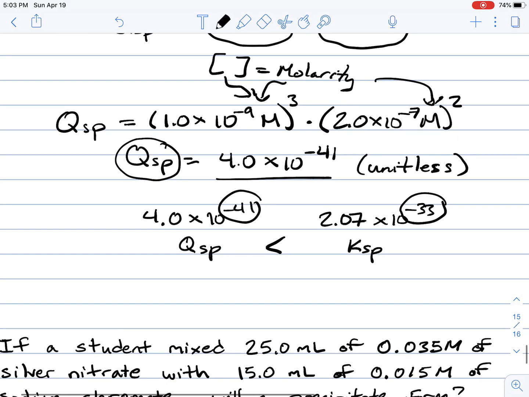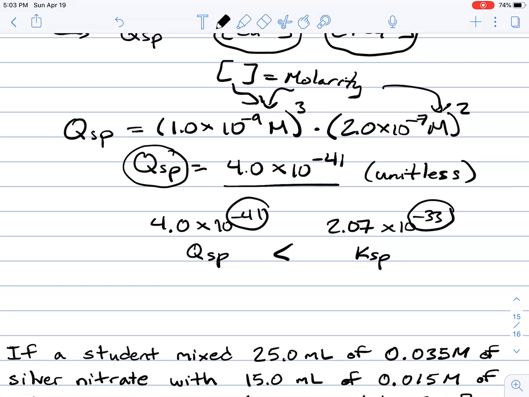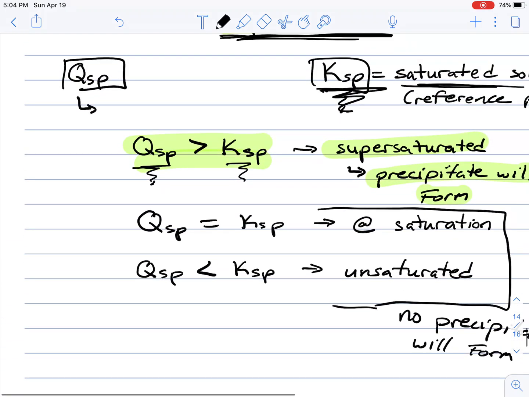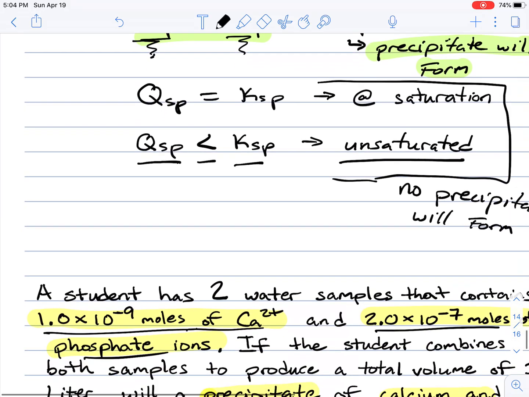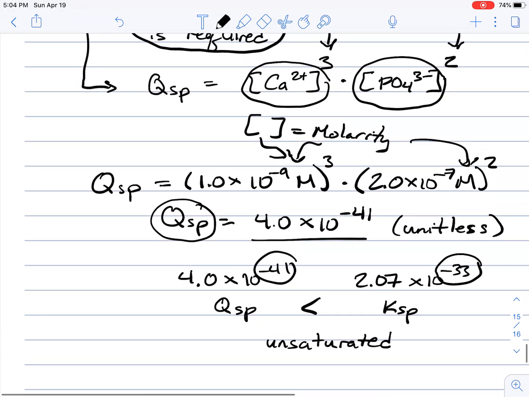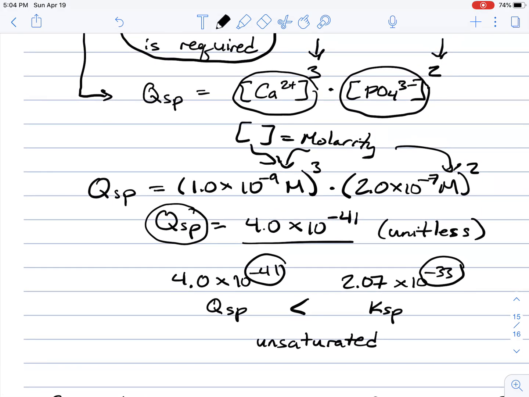So is this solution saturated, supersaturated, or unsaturated? And so this solution is unsaturated. So I'm going to scroll up. If QSP is less than KSP, then your solution is unsaturated. All right. And since your QSP is less than KSP, this is telling us that we don't have enough molar concentration of the calcium and the phosphate for it to form a precipitate in the solution.